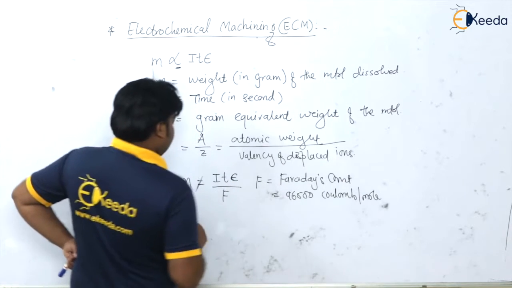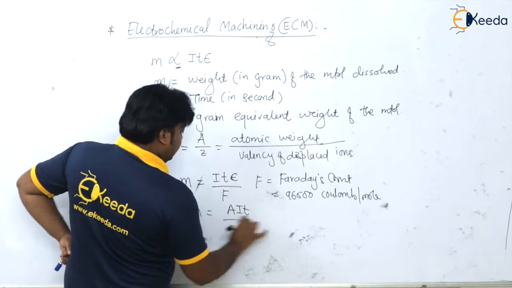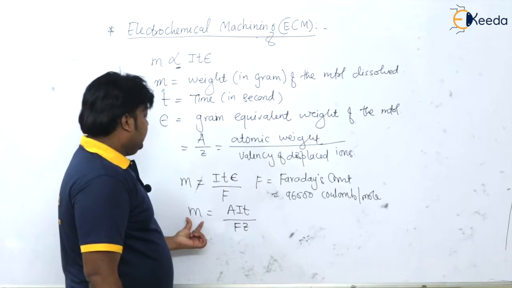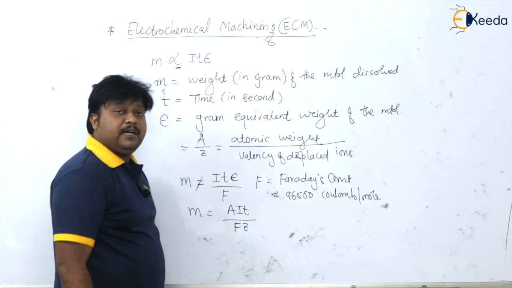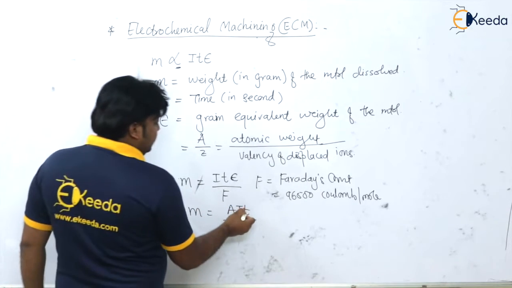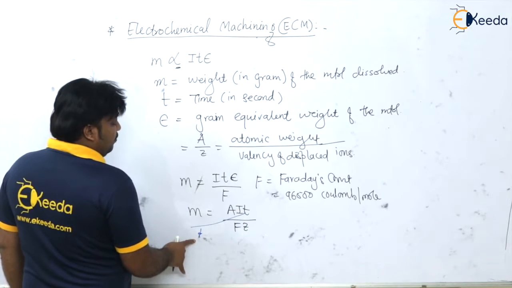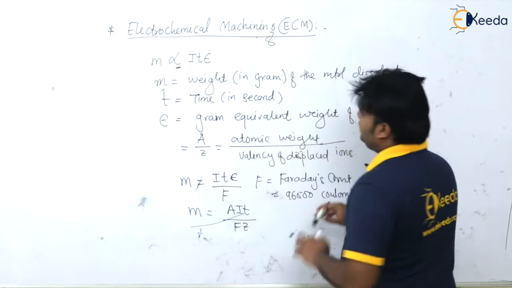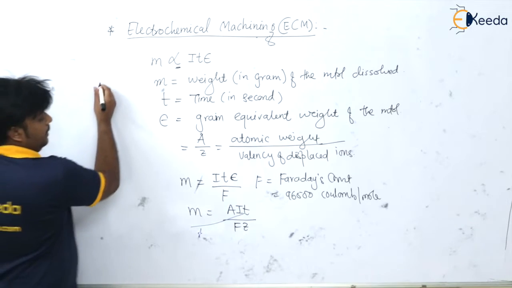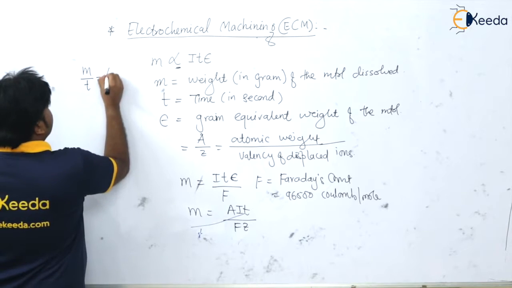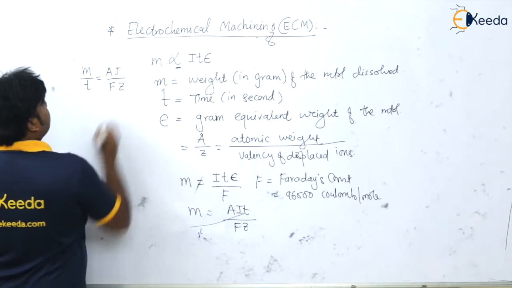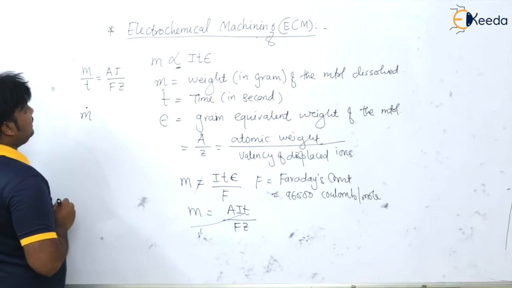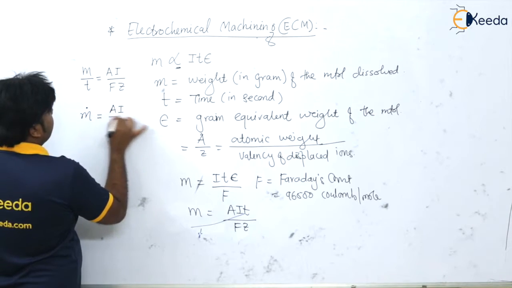Now if I put here this value of epsilon, that is m is equal to A I T divided by F times Z, isn't it? So this is the mass which gets dissolved at the anode, sorry, which is A I times T divided by F into Z. Now if I take this T at the LHS, what can I write? I can write m upon T is equal to A I divided by F z. So what is this mass per unit time? It is the mass flow rate, isn't it? So I can write m dot, that is, it is a rate. This m dot is equal to A I divided by F z.